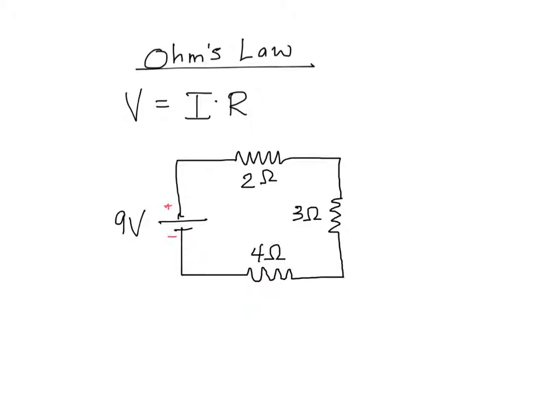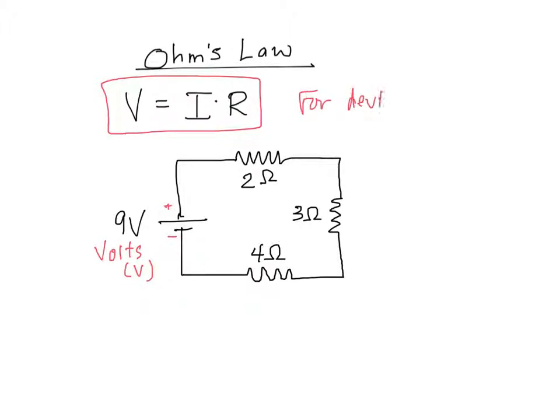So in my circuit right here, I'm showing a 9-volt battery. The units of the energy per charge in the battery are volts, and that's represented by a capital V. And Ohm's law I've written up here: voltage equals current times resistance. So this is true. This is not a law of nature. This is for devices like resistors that are ohmic. And what that means is they follow Ohm's law.